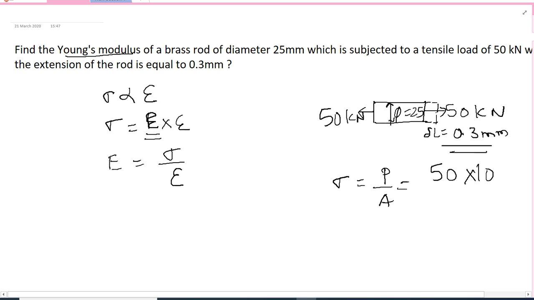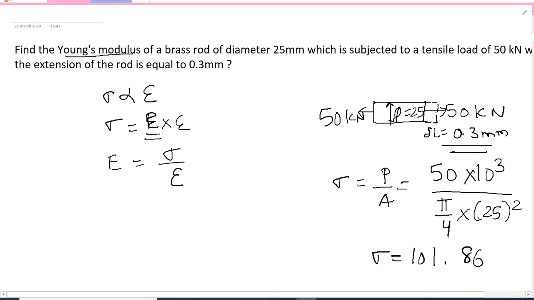How much load is given over here? 50 kilonewton. So I'll write it as 50 into 10 raised to 3, and area, a rod of diameter 25 mm, that means I can find pi by 4 into d square, 25 square. So its unit will be megapascal because it is Newton per mm square. So the stress that I'm going to get here is 101.86 megapascal.